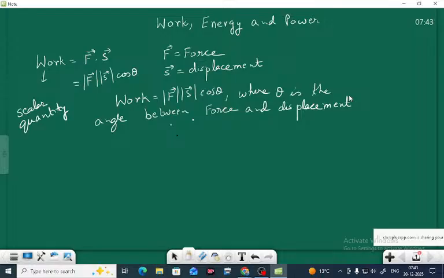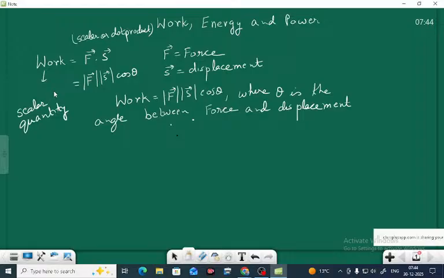So this is the scalar product or dot product of force and displacement. Whenever there is a dot product, the resultant is always a scalar quantity. So we say that work is a scalar quantity, right?